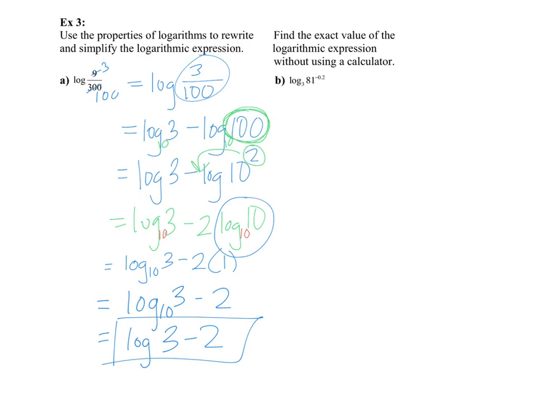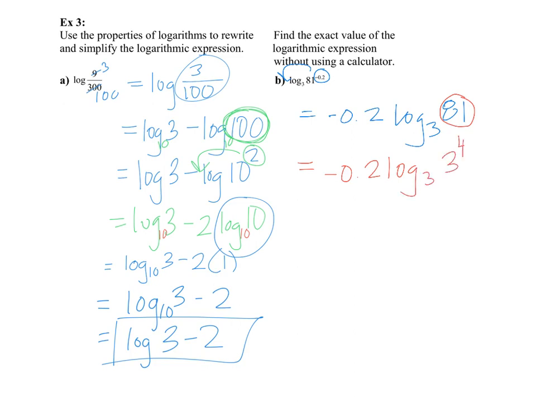Find the exact value of the logarithmic expression without using a calculator. Okay, so let's see, what can I do here? Well, I could move this exponent in front. All right, and what next? Well, if I could rewrite 81 to have a base of 3, then I could apply some log properties. And I can write that as 3 to the 4th power.